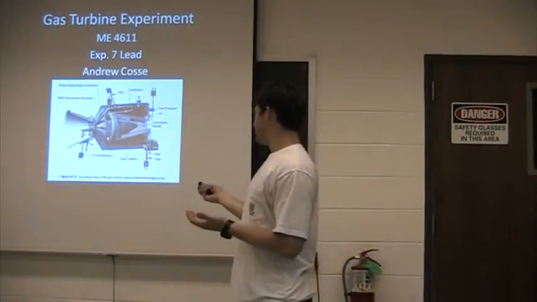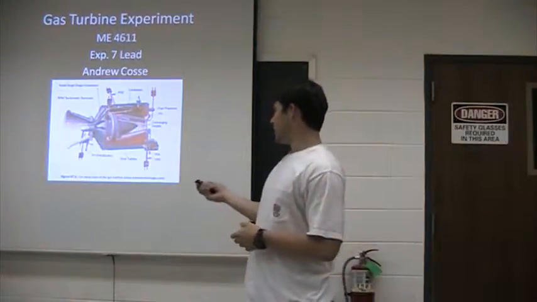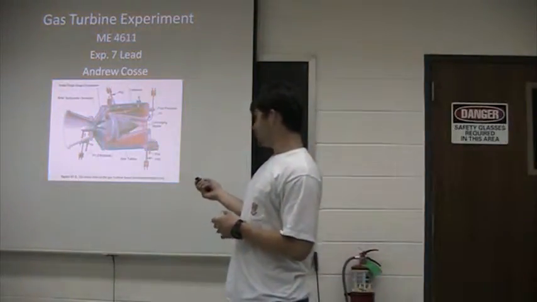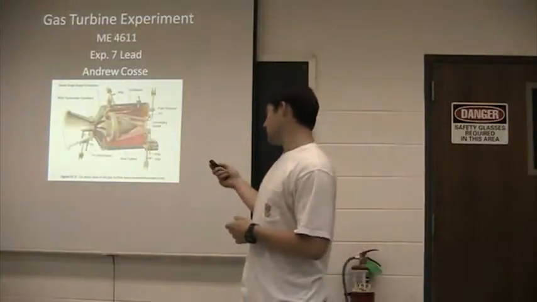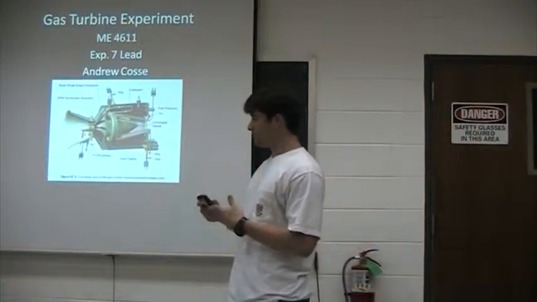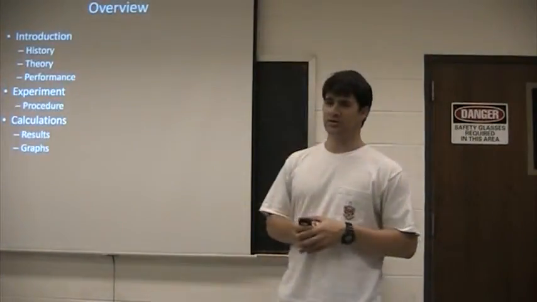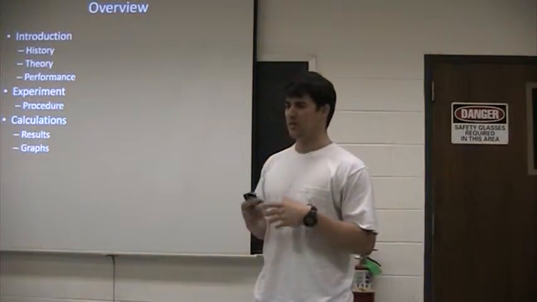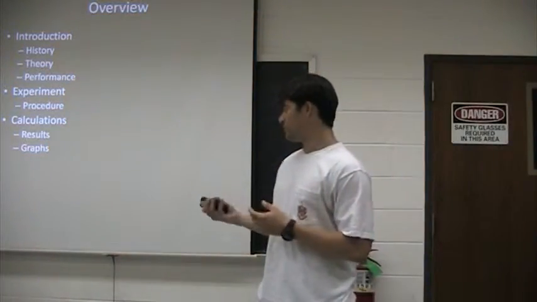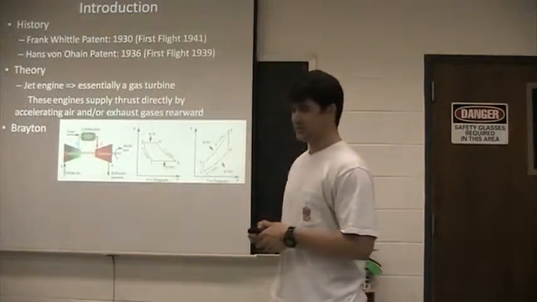This is a picture diagram of what the gas turbine looks like. Your air is going to enter here, go to the compressor, and then it's going to combust with the fuel, and then exit through the turbine and exit through the convergent nozzle. I'm going to give you a little introduction with the history, go into the theory of performance. Then I'm going to get into the experimental procedure and go over some results and graphs from the calculations.